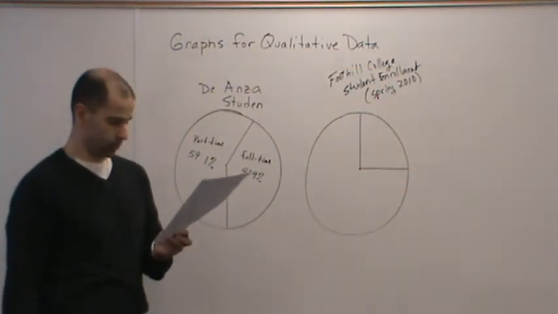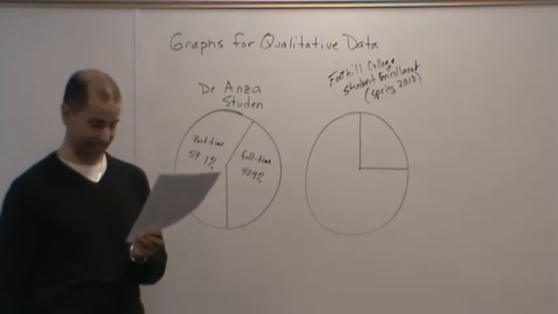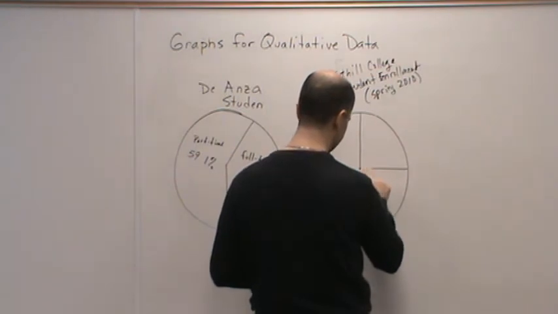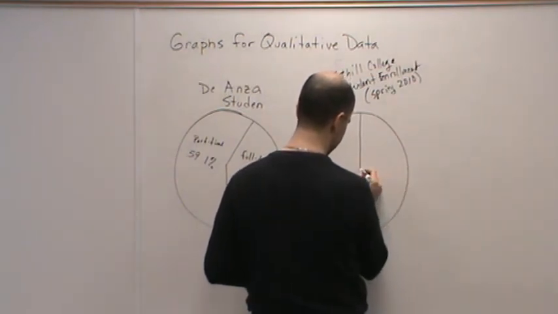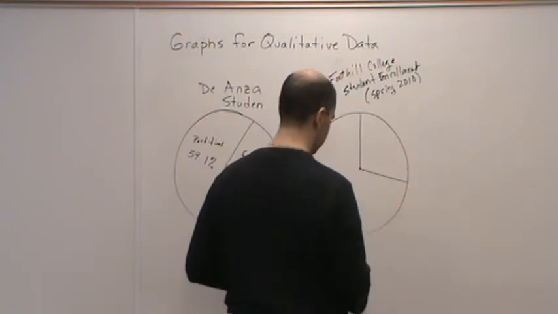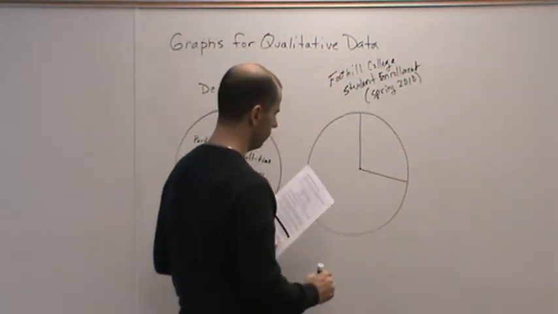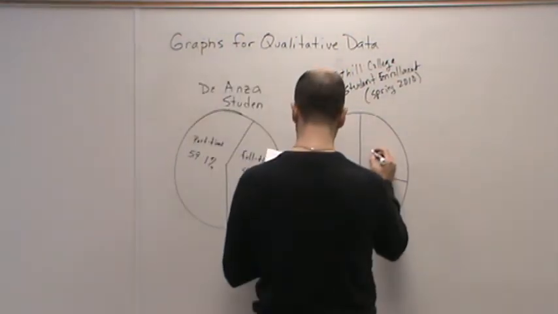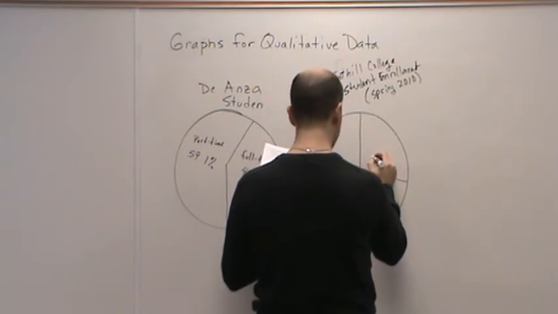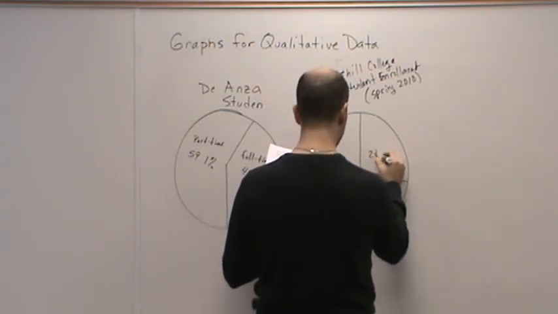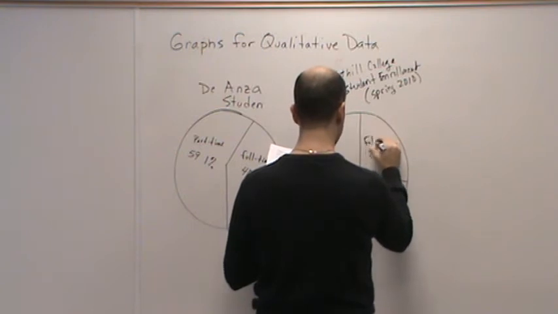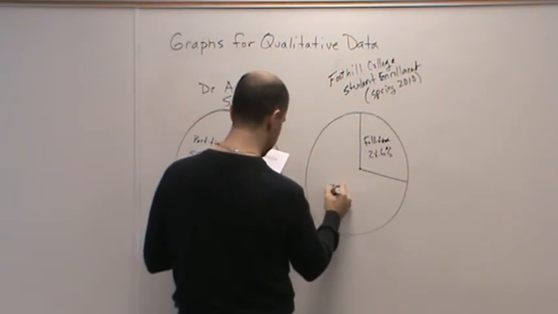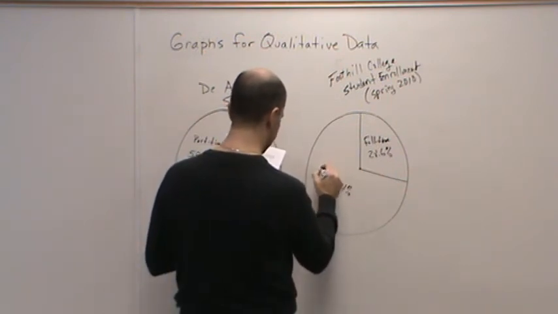So again, I know this is going to be 25%. So I want 28.6. Well, what I would do is, let's say about like that, maybe. Close enough, okay? So now this is going to be full-time. So this is going to be 28.6% and it's going to be full-time. And the rest is going to be 71.4% and that's going to be part-time.